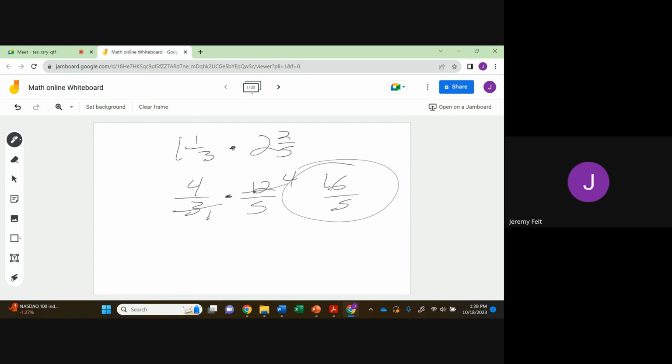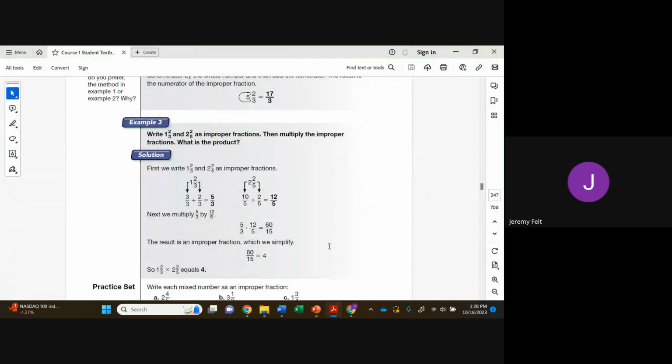Again, we can multiply and then reduce, or we can reduce before we multiply, which is the method I prefer, just because, again, I'm all about saving time and making things easier. But either way, personal preference will get you to the correct answer.